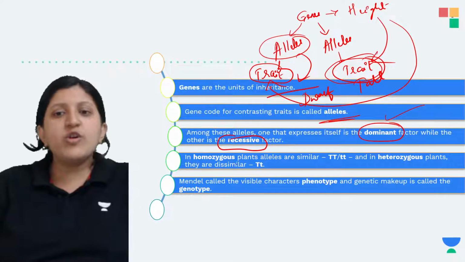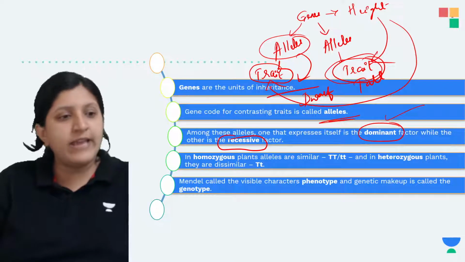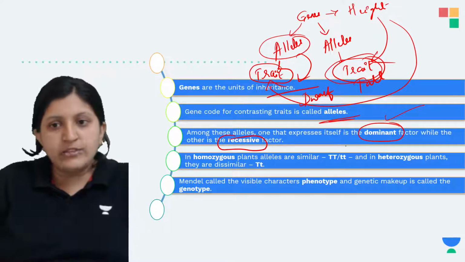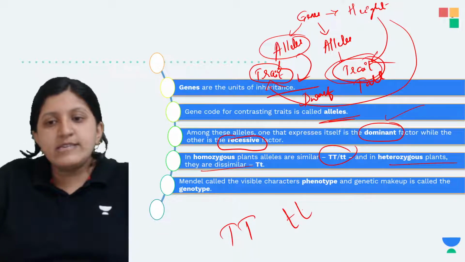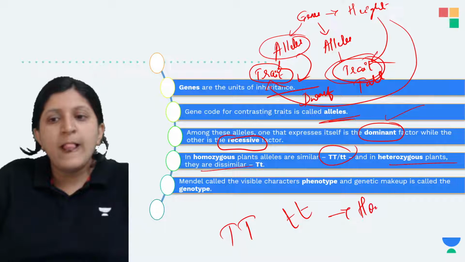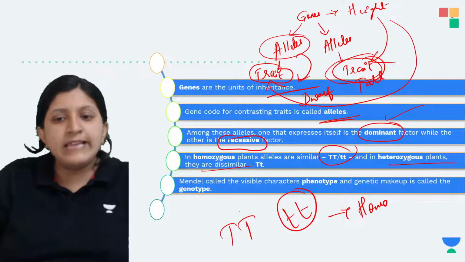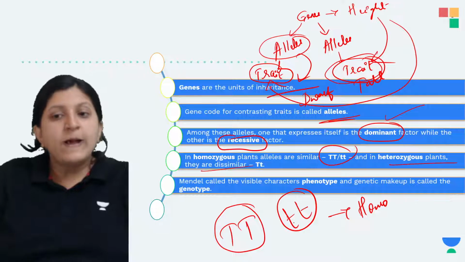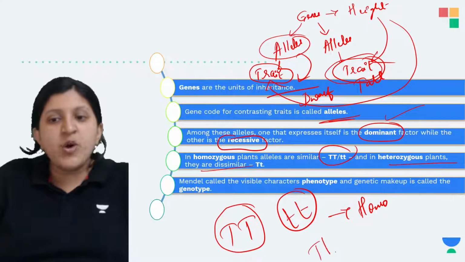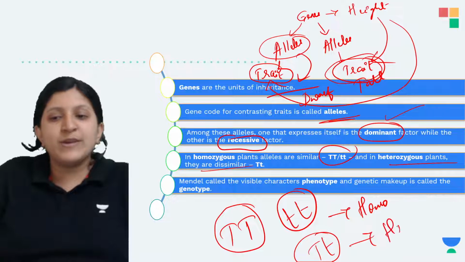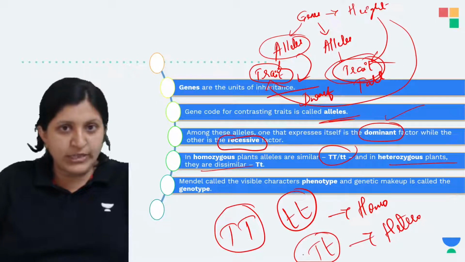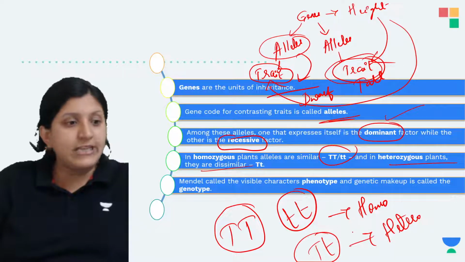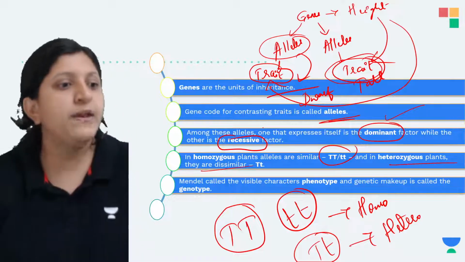All right. So now we know in a homozygous plant the alleles are similar, that is TT or tt, and in a heterozygous plant they are dissimilar. This is a homozygous condition, and this is a homozygous condition. This is all homo, because both of the alleles of a gene are the same. This one is heterozygous, because you can see one of them is expressing for tall and the other is expressing for dwarf. So that means it is heterozygous. Two different conditions you can see in there.